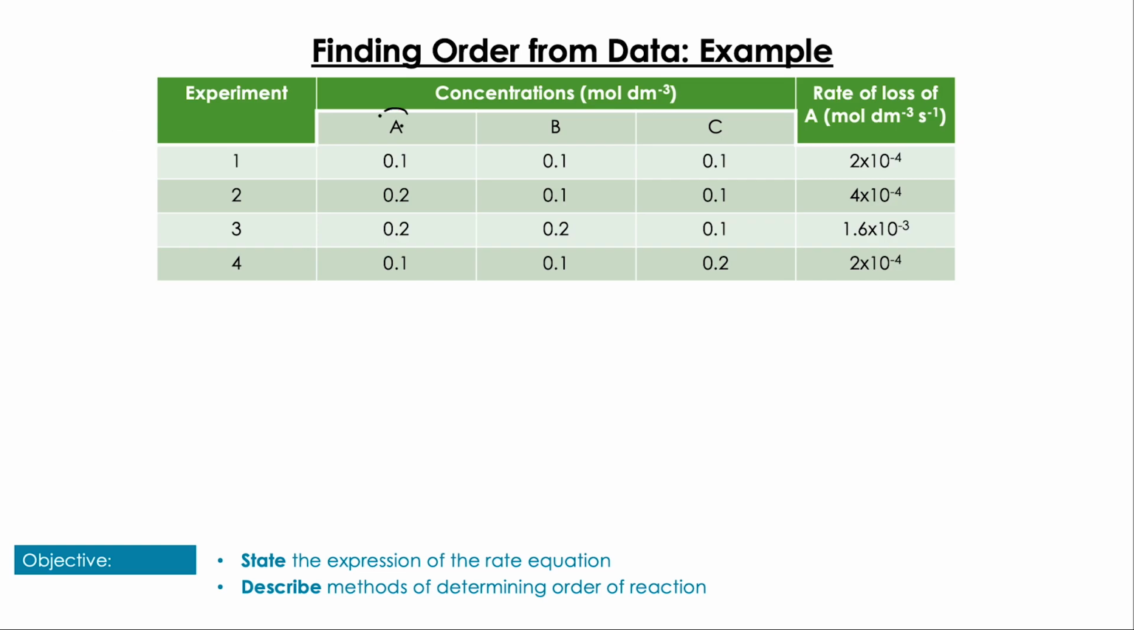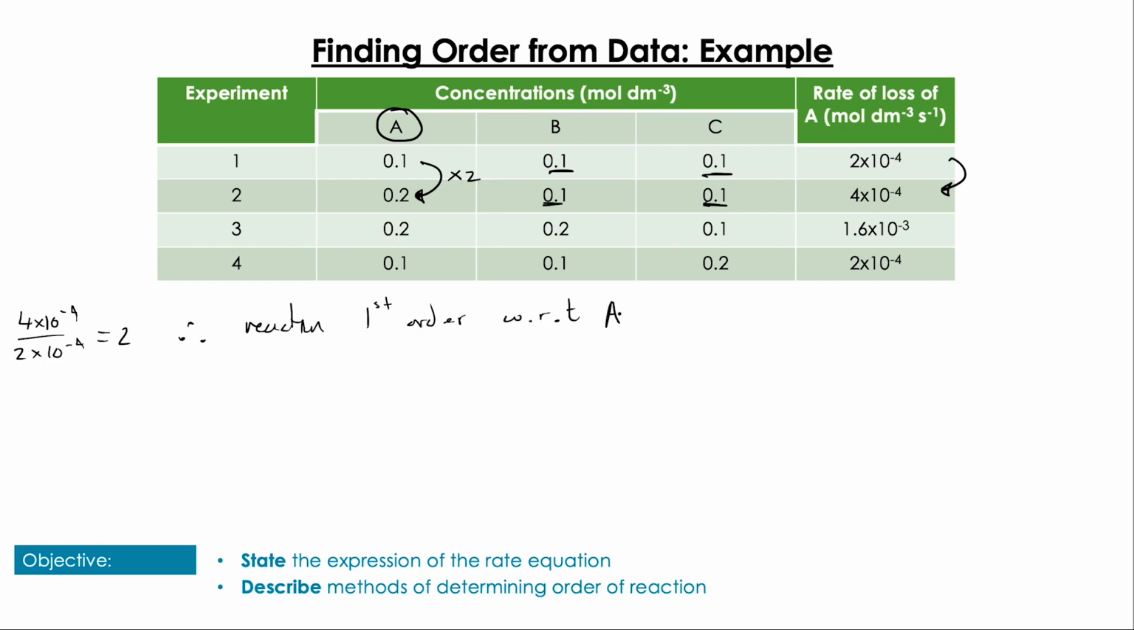So let's first look at A. We need to find two experiments where B and C stay the same and A changes. In this case, experiment 1 and 2 offer a perfect example where the concentration of A is doubled. Now, when we look at the concentration of A, we also want to look at how the rate changes. So what we do is we do the large value divided by the small value, and we see that we have a factor of 2 change, which means the factor of change is the same as the factor of change in concentration. So the reaction must be first order with respect to A.